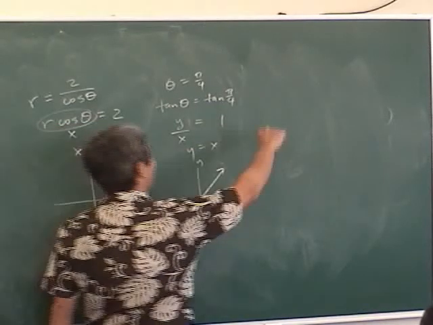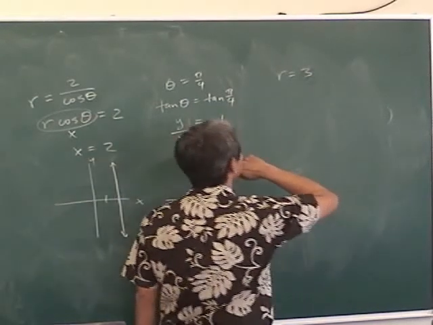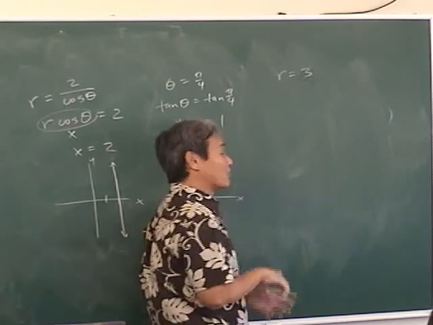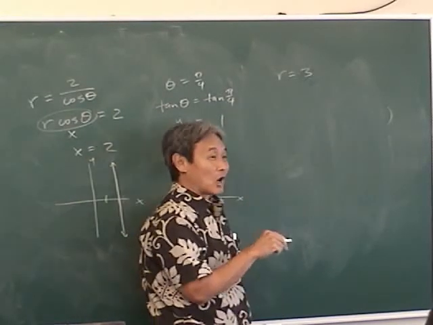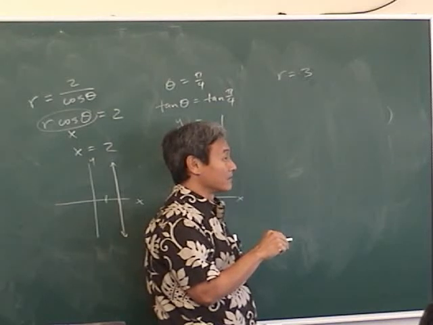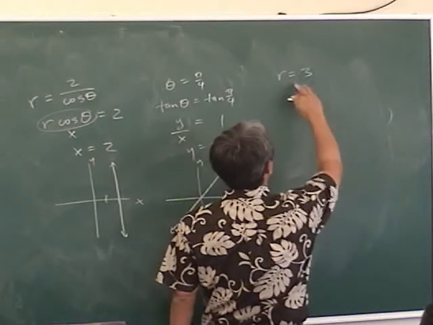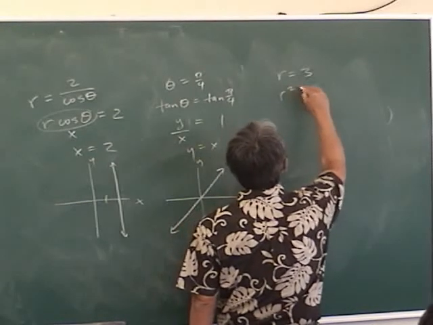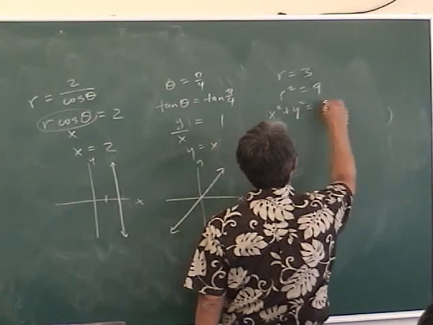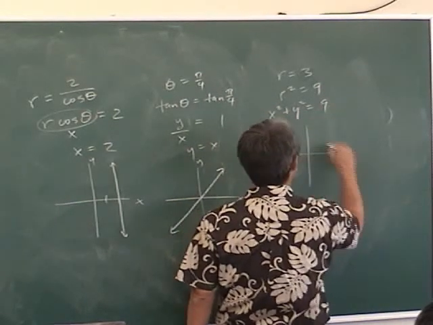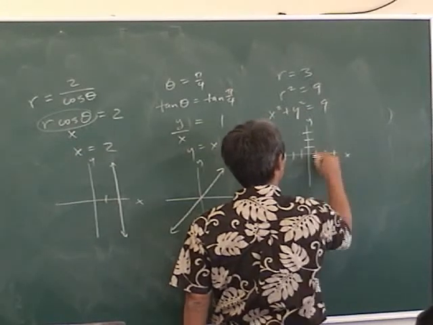Okay, what about this? r equals 3. If you want to change it to rectangular, you can, but just think about it. The distance from the origin is always 3. It's a circle of radius 3. But how would you change it to a rectangular equation? Square both sides, because r squared is equal to x squared plus y squared. And I know that's a circle, center at origin, radius 3.